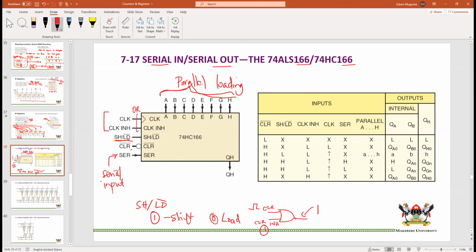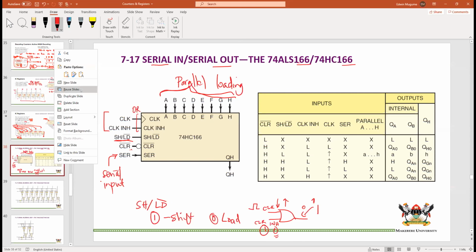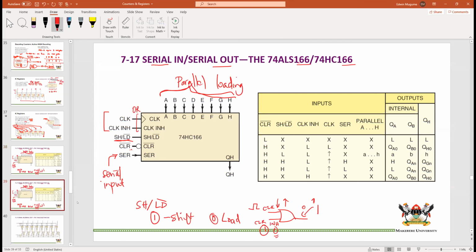So if we want to inhibit the register, we just make clock inhibition 1. Otherwise, we make it a 0. And if it is a 0, then when the clock is 0, this will be 0. When it is a 1, that will be a 1. So you can see how the clock inhibit works. It is all together with the clock itself, so that you can choose, for instance, to lock it out, to disable it.